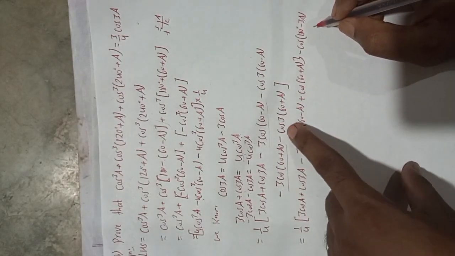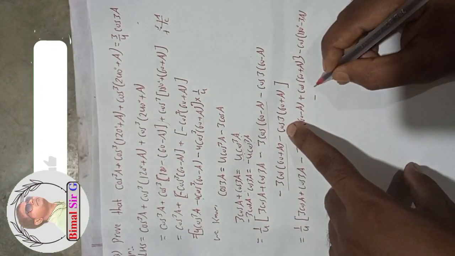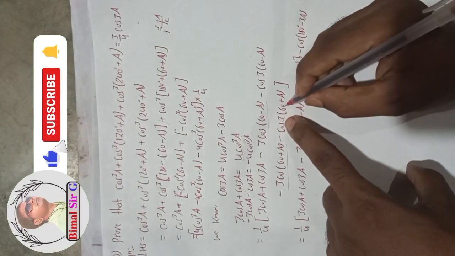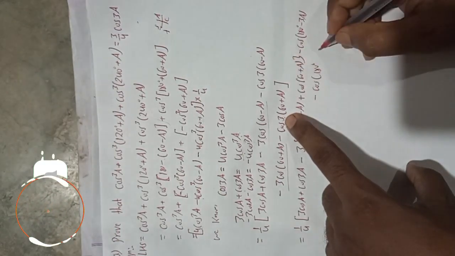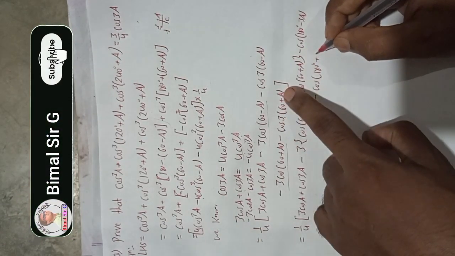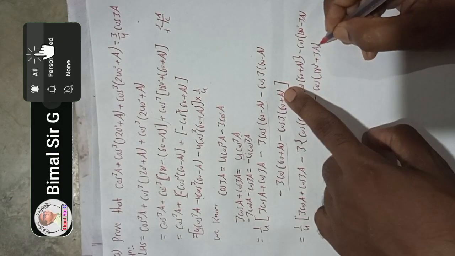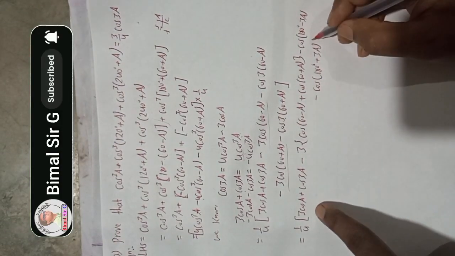Okay, and in the same way, this part here, minus cos. When 3 is multiplied inside, 3 times 60 is 180 degrees, and then plus 3 times A, so 3A, and now this bracket is closed.